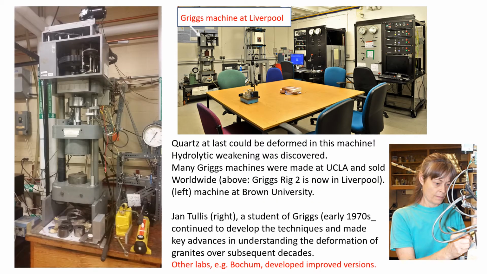Griggs and Blacic designed the solid medium machine that could apply 1.5 gigapascals to allow silicate deformation at 800 to 1000 degrees Celsius. In this way they discovered hydrolytic weakening of quartz and other silicates. I remember a room being filled with more than a dozen of these machines at UCLA. These machines have led to a large amount of advance in understanding silicate deformation, including the deformation of granites and granitoids, which was focused upon over many years by Jan Tullis.